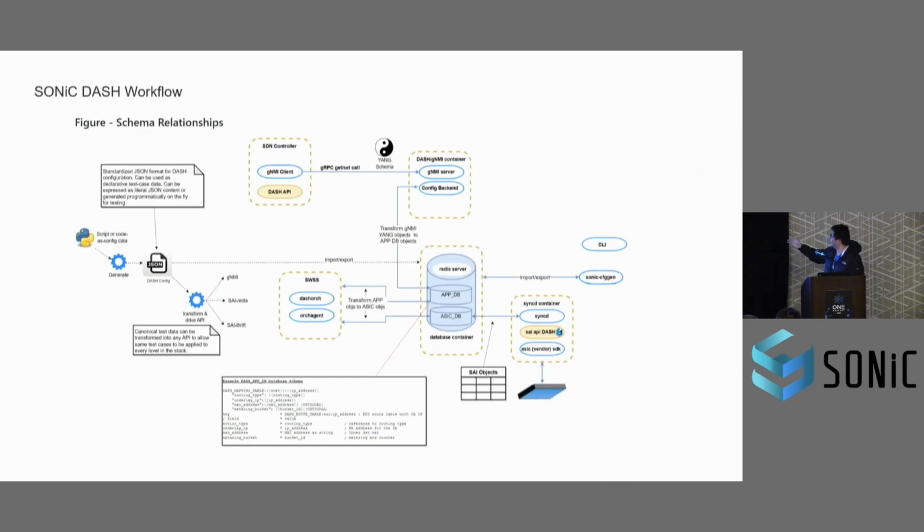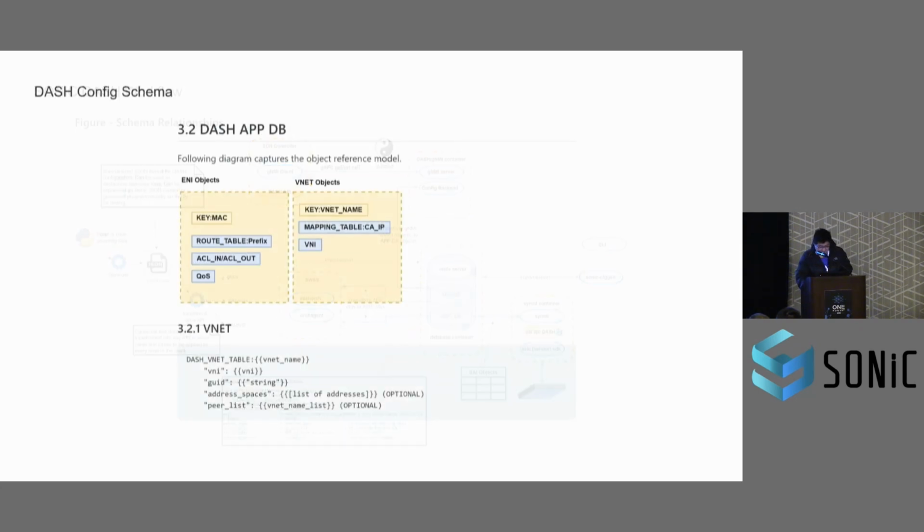This is a more detailed flow, defining where the API is and what the model is for the GMI. We use Yang models. I'll quickly go over this. So here are examples of our configuration schema. We have an initial implementation already working, and integrating with DPU vendors is in progress.